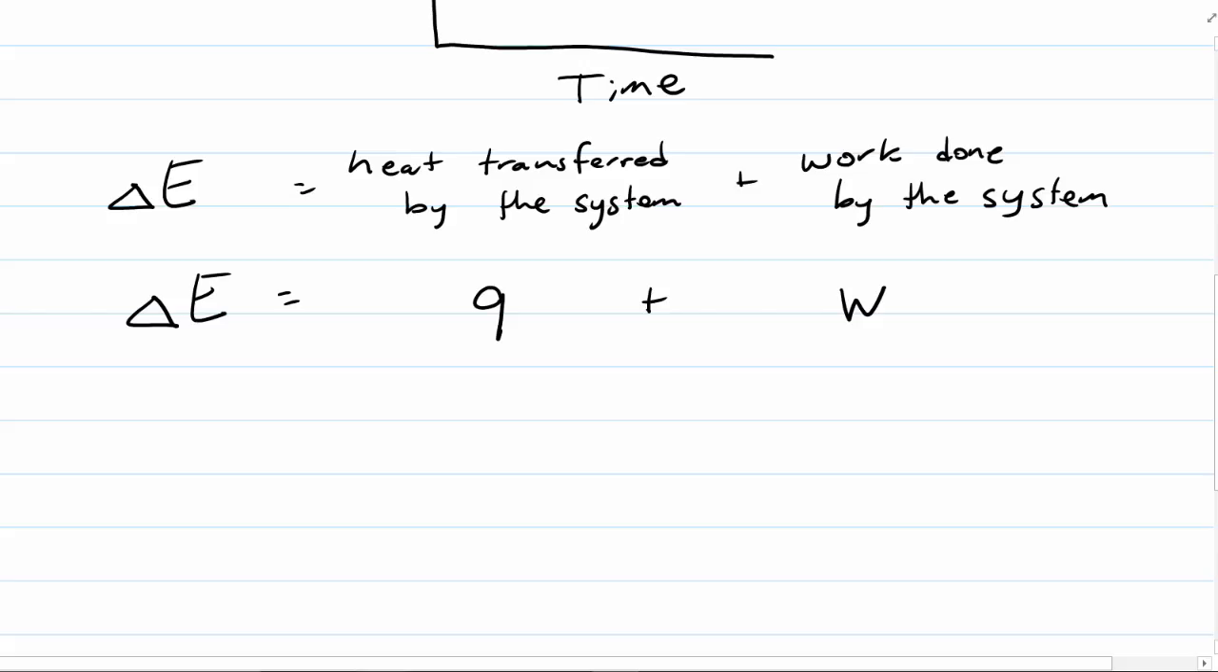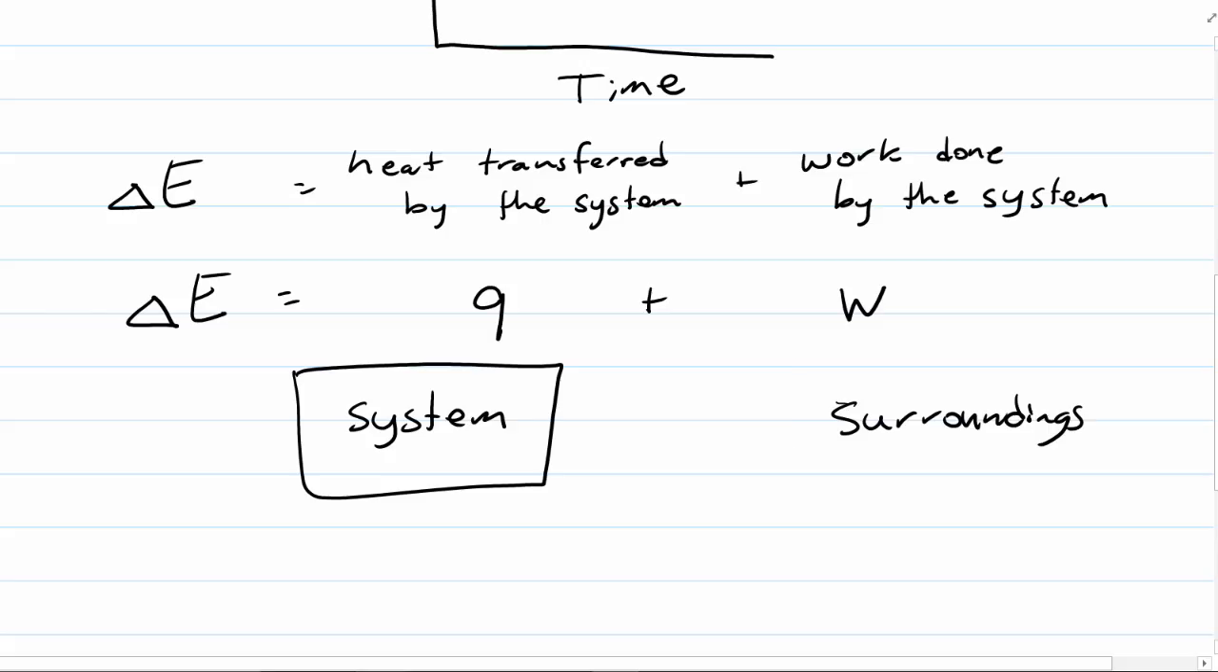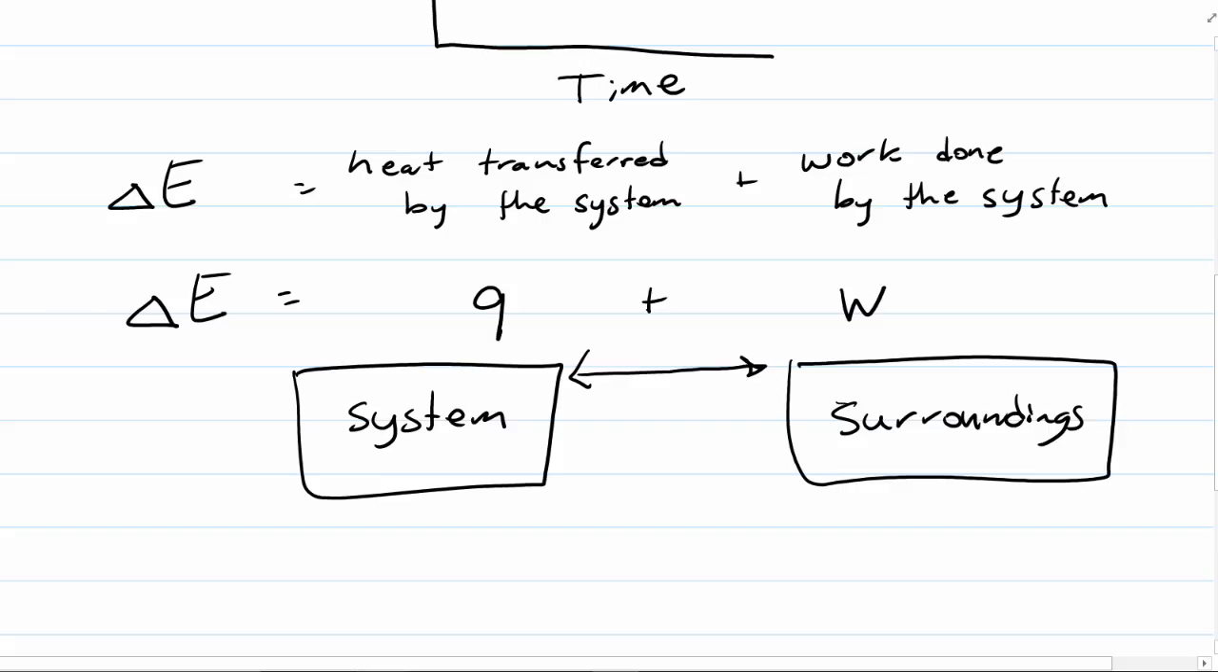And if we were to envision this now, again, this is kind of where we started today. We can talk about the system, and we can talk about the surroundings. The system and the surroundings. And between the system and the surroundings, we can have transfer of heat that occurs, which again we label with the letter Q. We can also have the transfer of work that occurs, which again we label with the letter W.